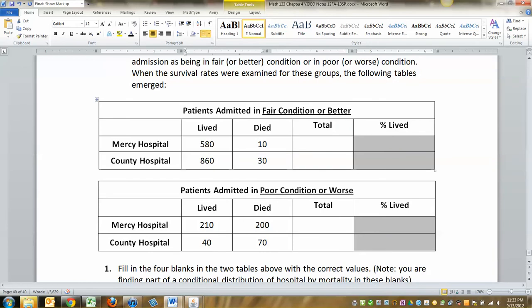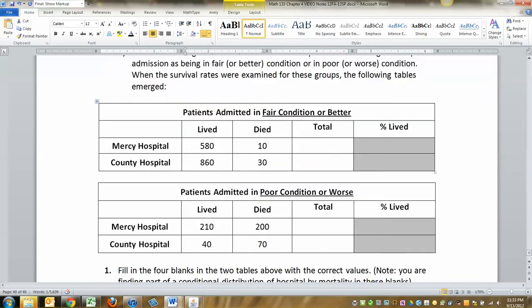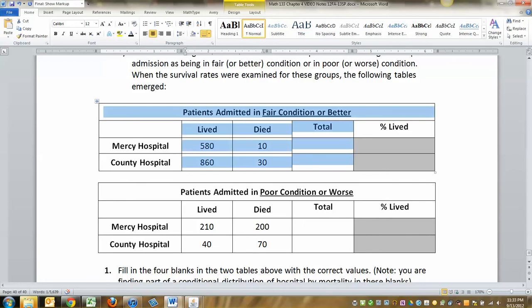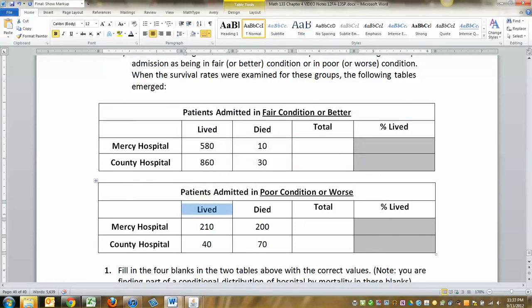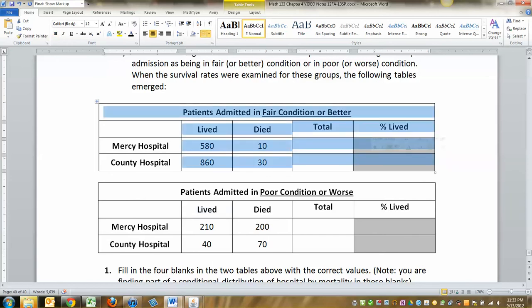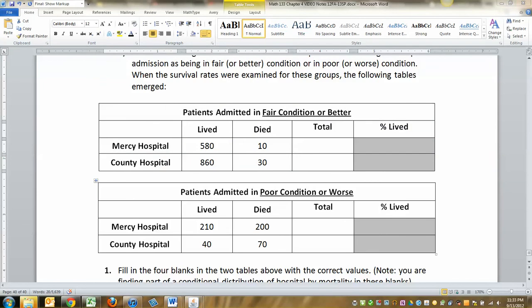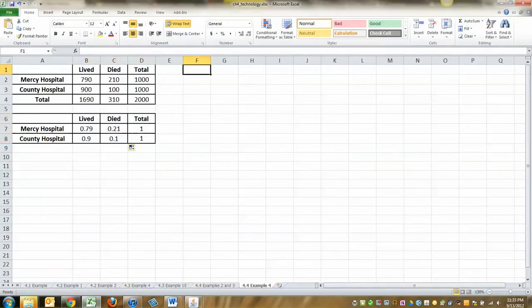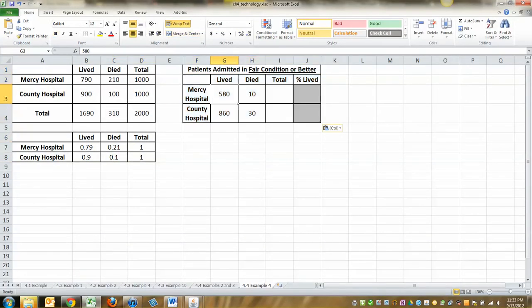Let's look at the patients by class. We have patients admitted in fair or better condition, and patients in poor condition or worse. I'm going to copy and paste the whole table, and of course if you can't copy and paste, then you're just stuck typing it. There we go. Let's just look at the fair condition or worse.